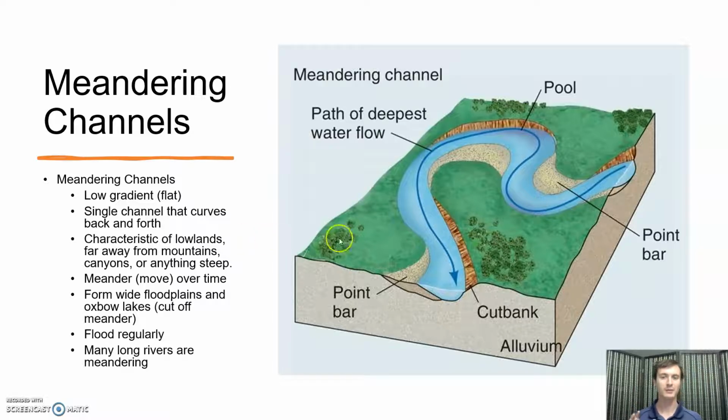And actually, these must meander and move over time, as evidenced by features that we will look at soon. They tend to form these wide floodplains. In other words, because the area is so flat, whenever it floods, it floods a huge area of land. These do flood regularly, again, in part because of how flat the area is, and it seems that many of the longest rivers in the world, places like the Mississippi, tend to be of the meandering type.